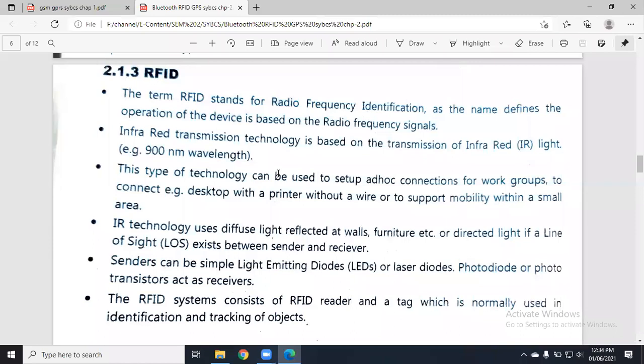All right, so we are going to start the RFID. RFID is nothing but radio frequency identification. As its name defines, the operation of devices is based on the radio frequency signal. We know whenever we deal with wireless communication, we always need the help of radio frequencies. Now, the best example of RFID is the office card. Without a card, you cannot enter inside your office, right?